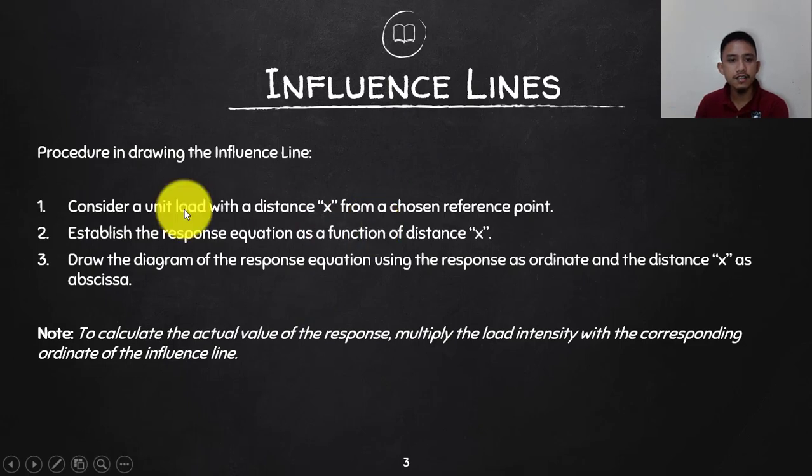Now, as I mentioned a while ago, we are going to draw the influence line using a unit load. Why? To make it general, so that you can change the value of the load if you want to. So how do we calculate the effect of the actual load? We use the actual load itself. To calculate the actual value of the response, multiply the load intensity, that is the actual value of the load, with the corresponding ordinate of the influence line.